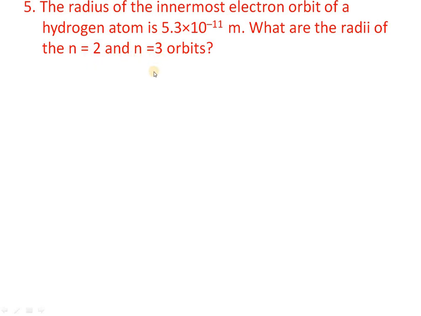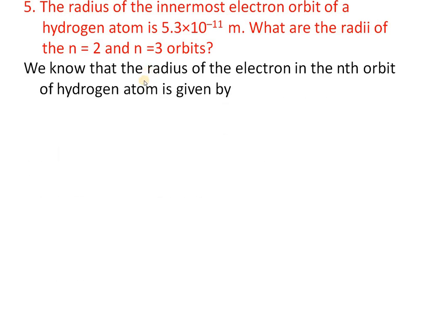As we know, the formula for the radius of the nth orbit of the electron is Rn = a0 n². This formula is for hydrogen atom. For hydrogen atom, Z = 1. So this is the formula for the radius of the nth orbit of the electron in a hydrogen atom. So Rn = a0 n².